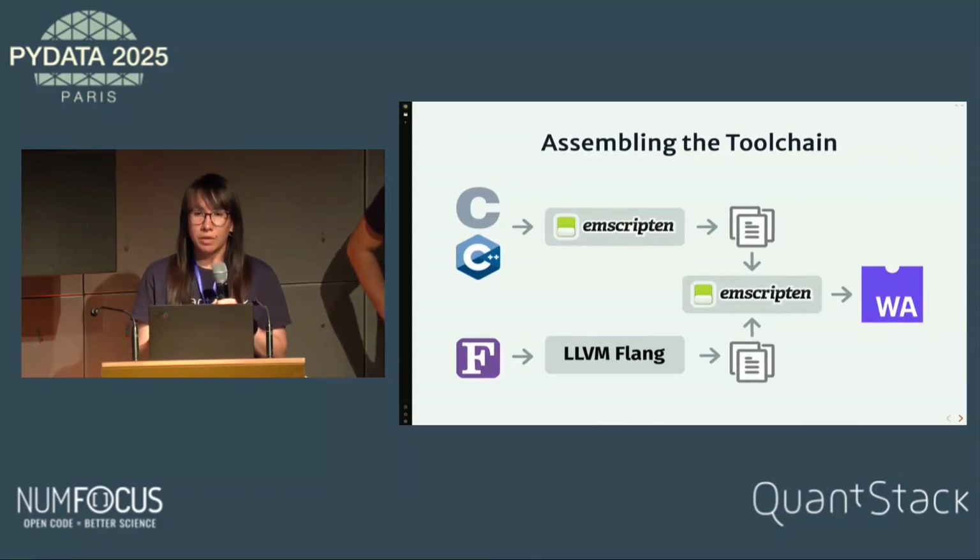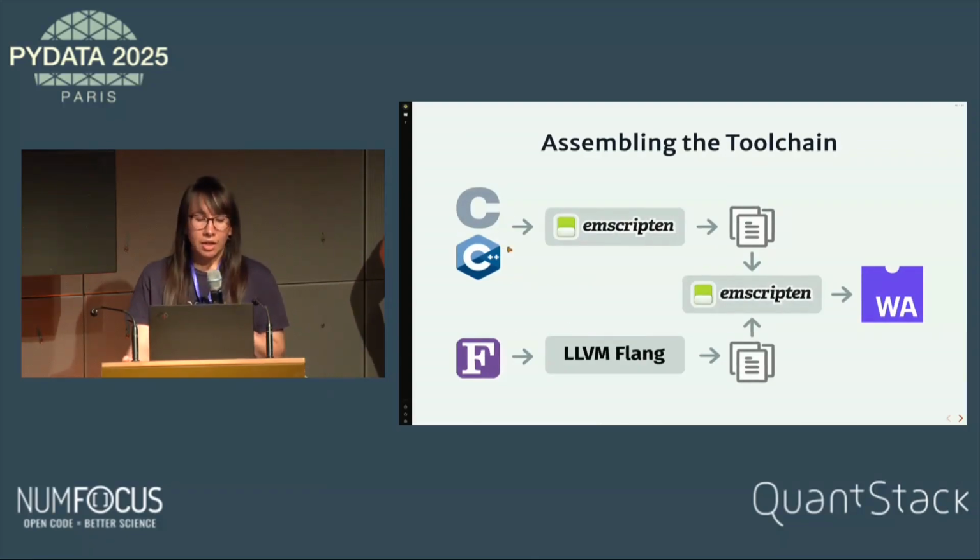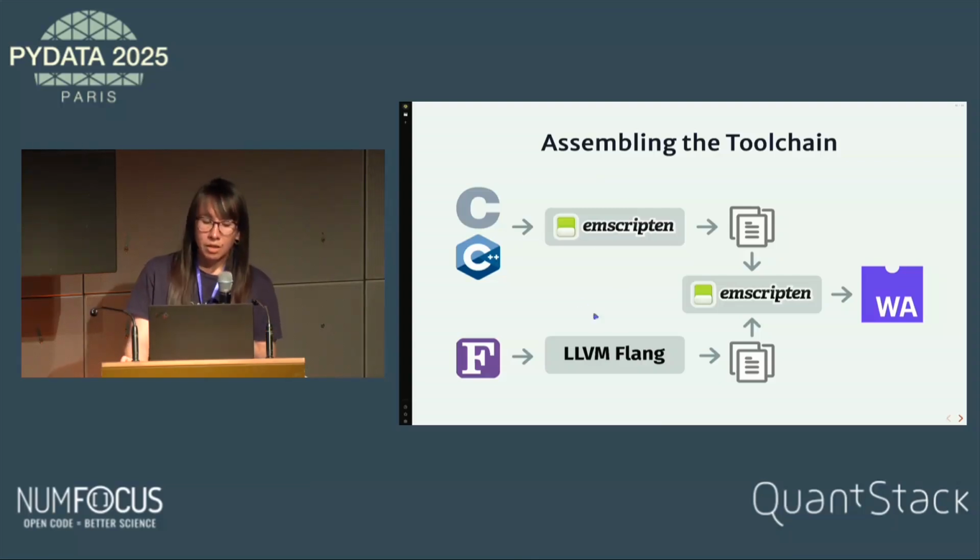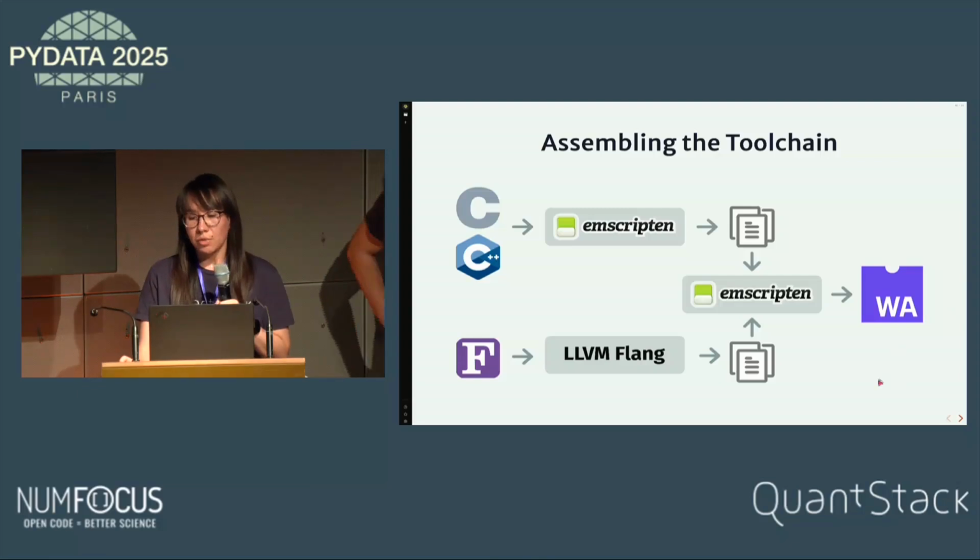Now we need to modify our toolchain a little bit. We have Emscripten to compile C and C++ code, and then Flang to compile Fortran code, and then we use Emscripten again to link everything together, and that gives us WebAssembly.